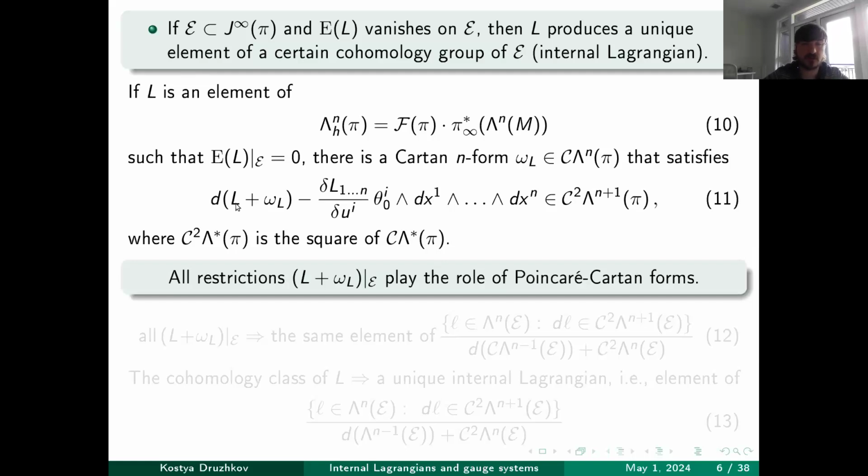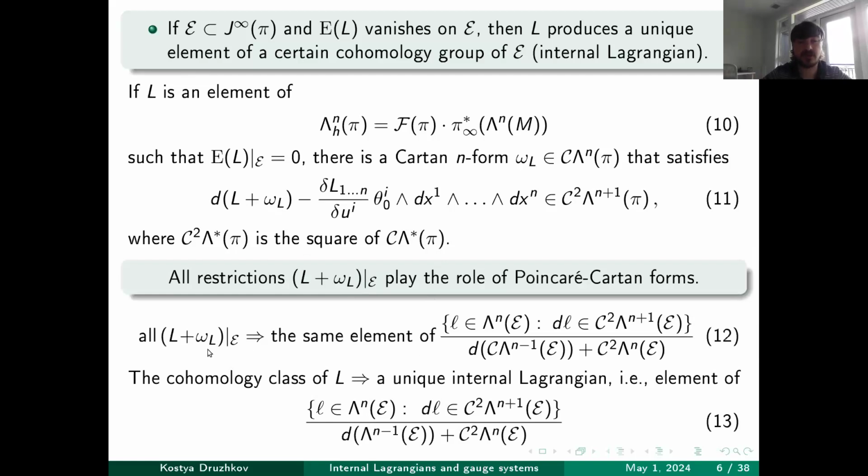Yeah, we need these forms L plus omega L because their restrictions to epsilon, to the infinitely prolonged manifold, play the role of Poincaré-Cartan forms. So they encode our Lagrangian formalism, or Hamiltonian formalism, if you want. All such restrictions, this form omega L is not uniquely defined here. That's why we have to consider all such restrictions. And all such restrictions lead to the same element of this group, this factor space.